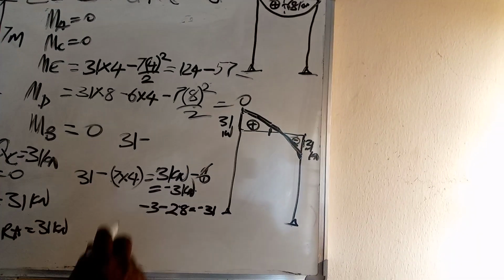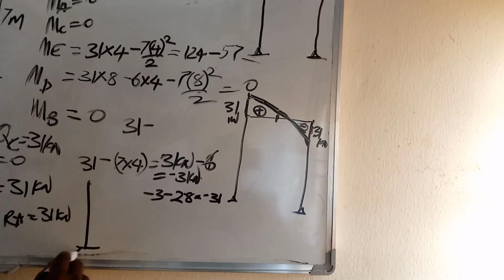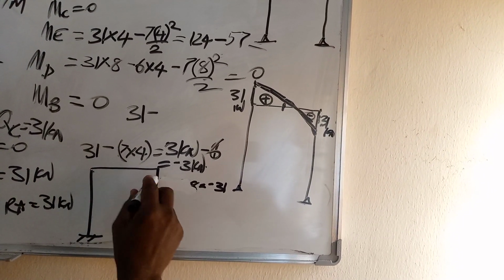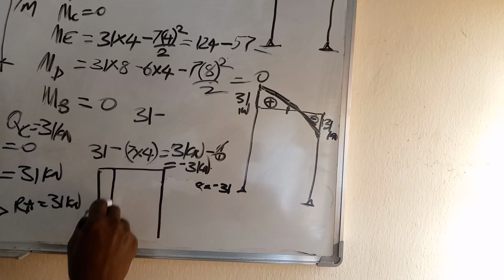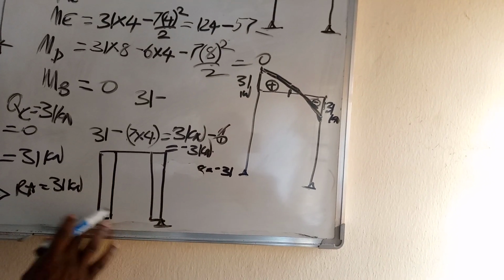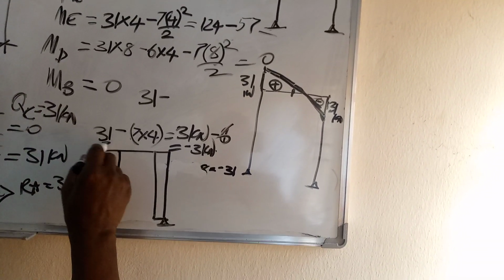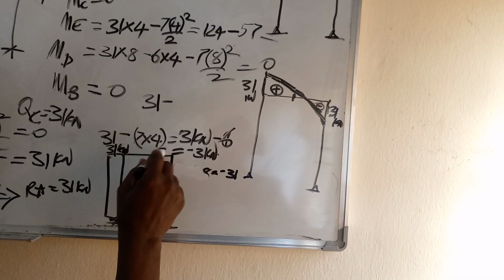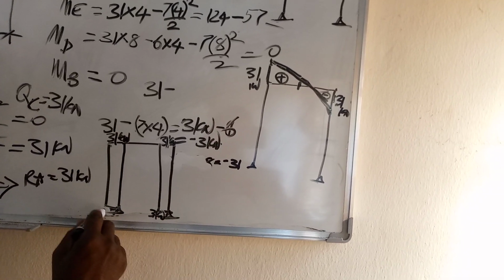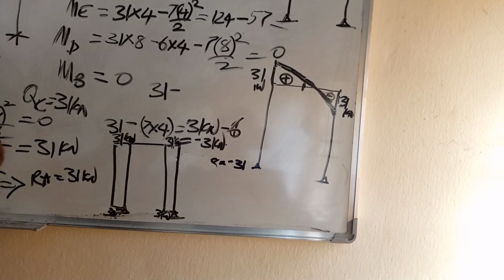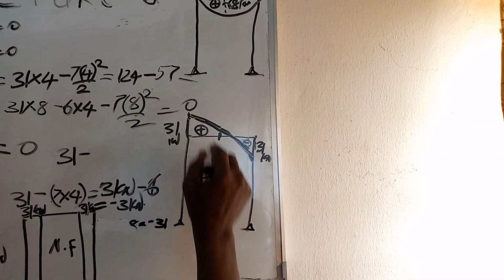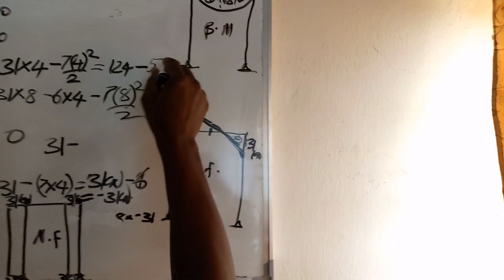To draw the diagram of the normal force, look at the frame. 31 kilonewton throughout. That's why it's a rectangle. That is the normal force diagram. This is the shear force diagram. This is the bending moment. This is 56.